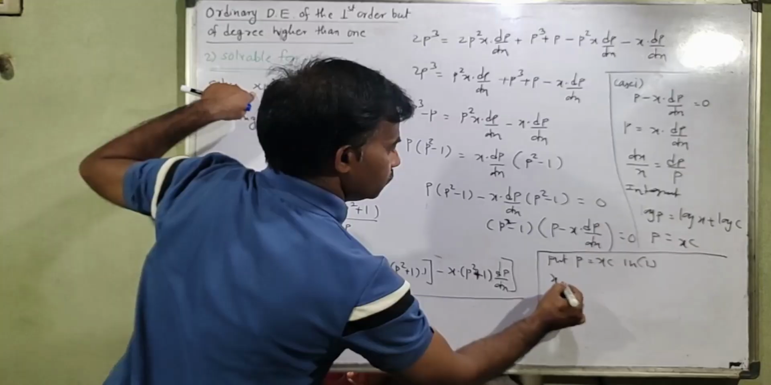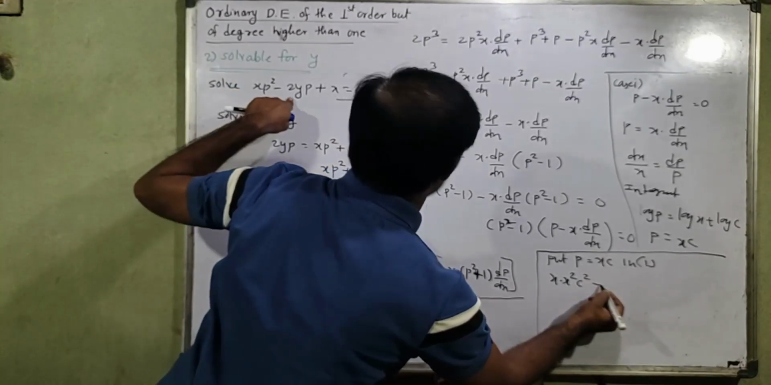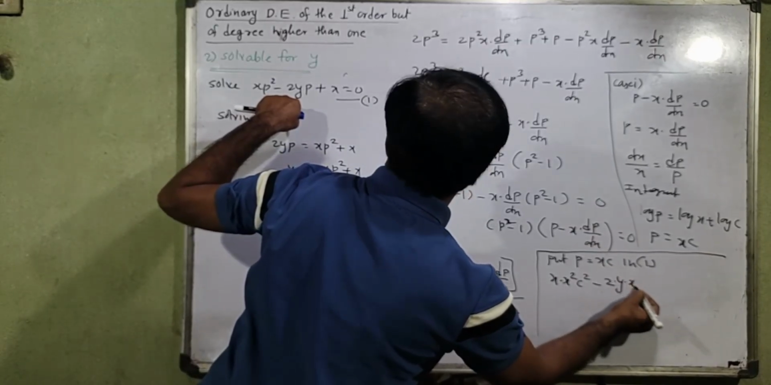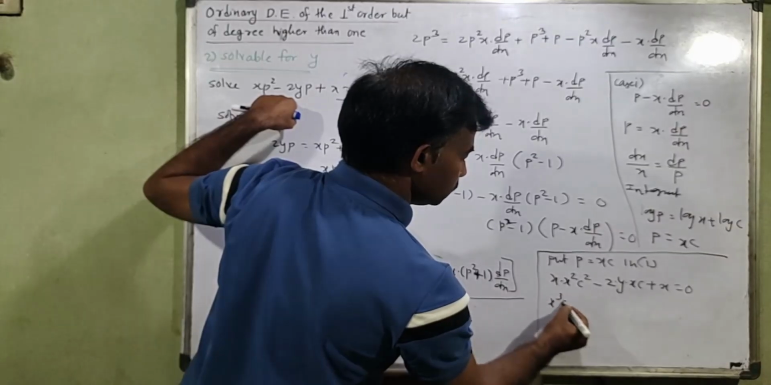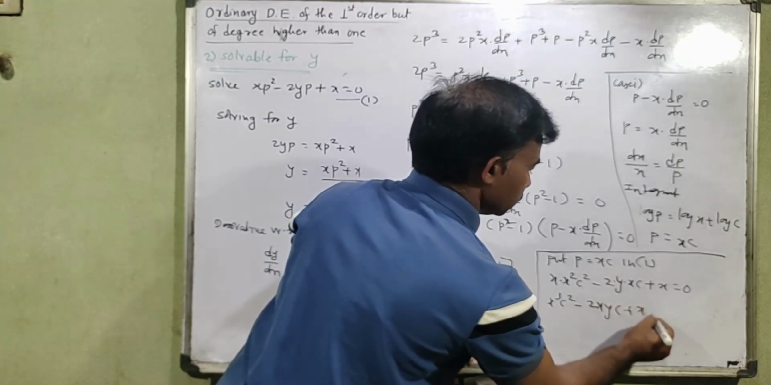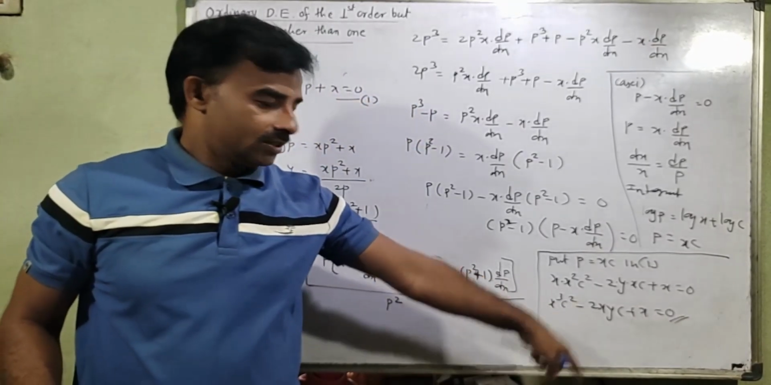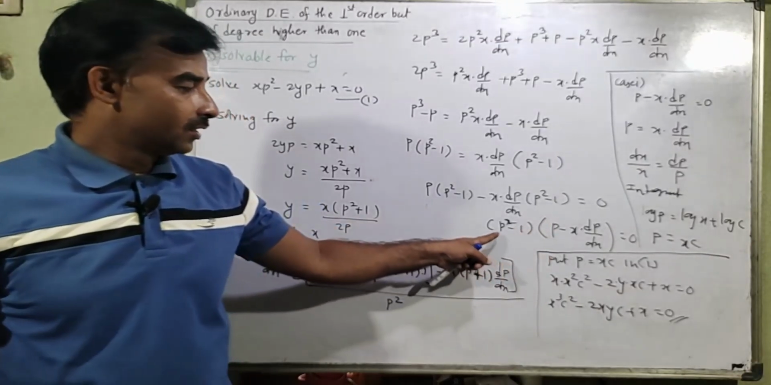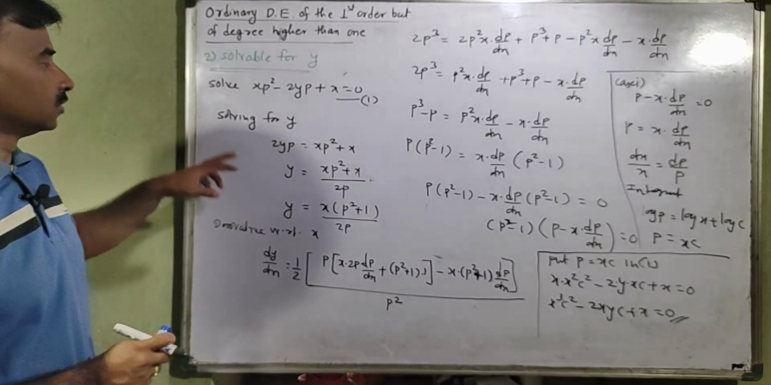Here p is equal to xc, that means x square c square minus 2 into y into xc plus x is equal to 0, that means x cube c square minus 2xyc plus x is equal to 0. This is your final result, which contains the constant c, that means it is a general solution of that one. Right now we are going with case number 2, which is related with p square minus 1. I think you will get the complete solution related with the solvable for y.